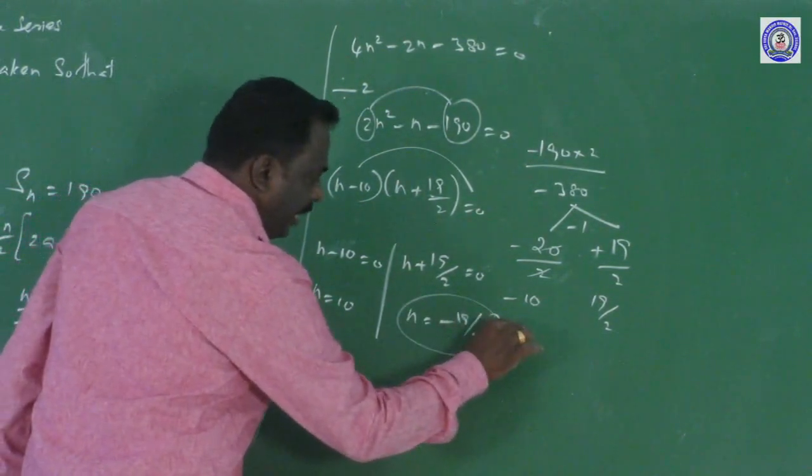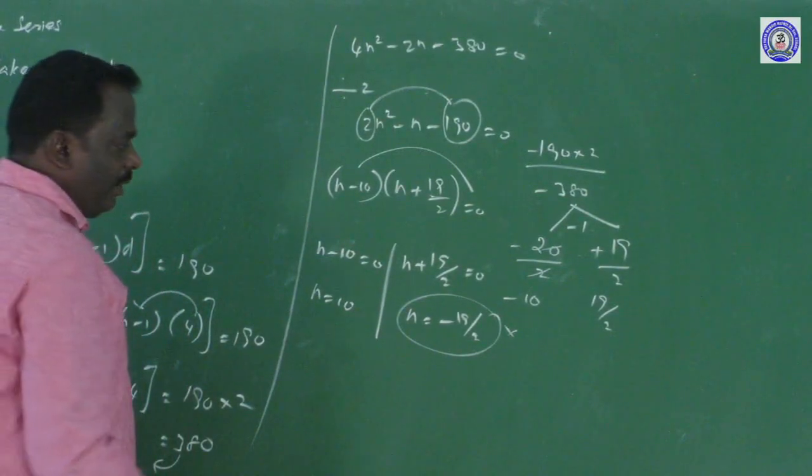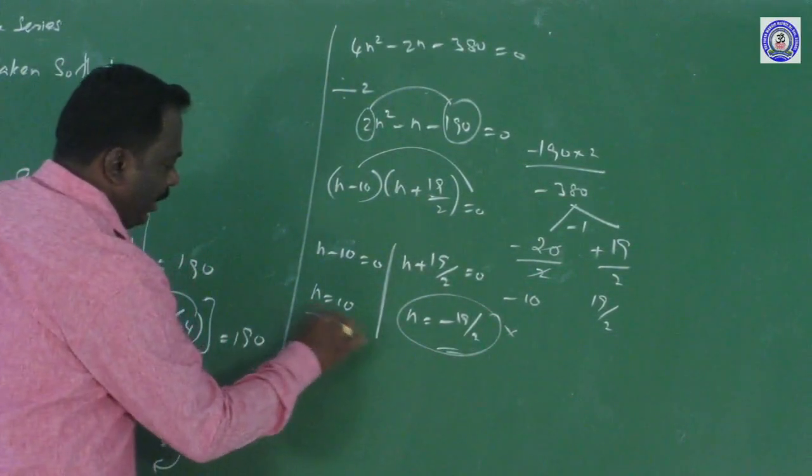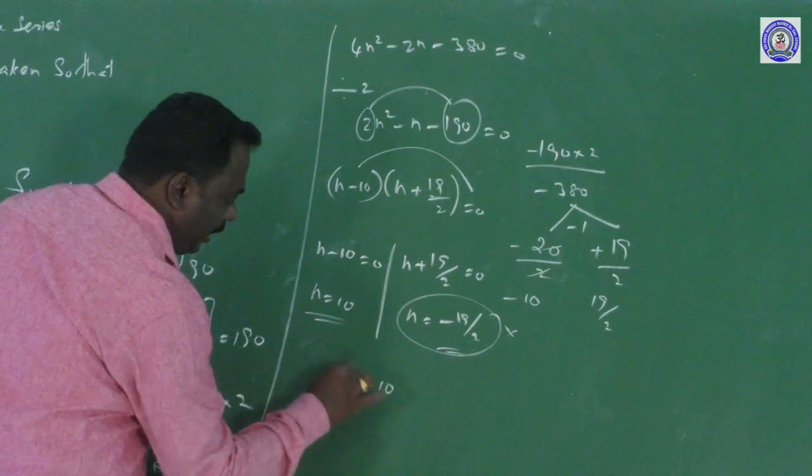n cannot be a negative value. Just omit this n value. You can take n equal to 10.